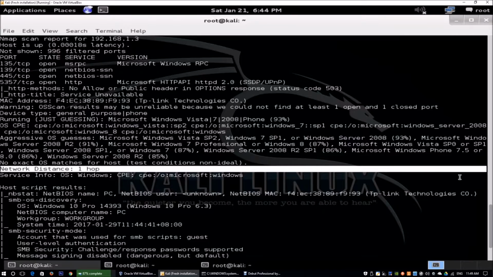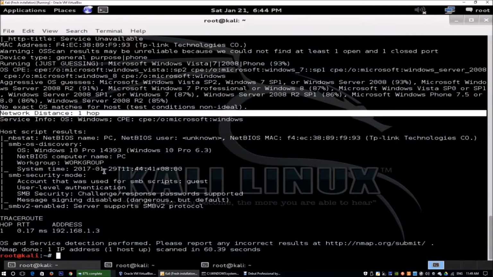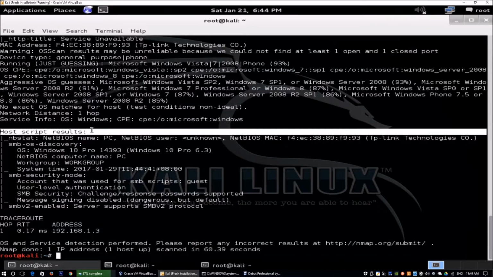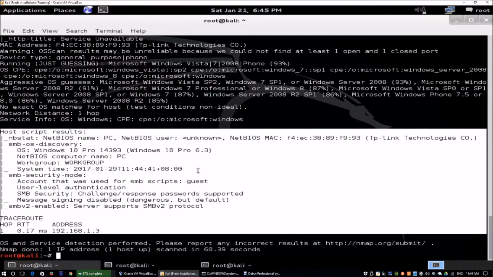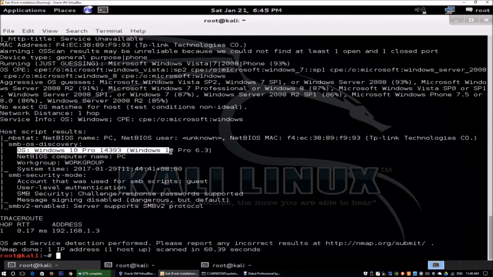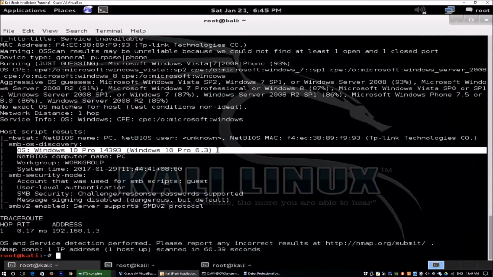Of course, we have a host script that was run against this particular machine. And again, we have more information that is useful for us. We see that this is specifically a Windows 10 Pro 14393. So we actually got a version number of this operating system. And if you look at some of the exploits from Metasploit, the exploits are platform specific for every application or service that we're trying to exploit.